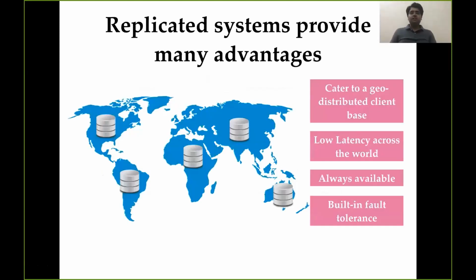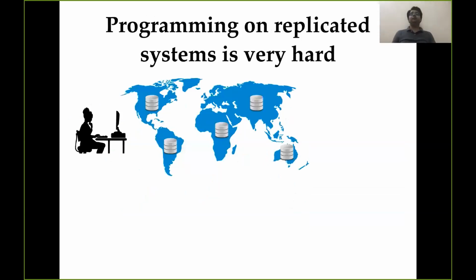So in replicated systems, data is replicated or copied at multiple locations across the world. Replicated systems provide many advantages, especially for applications which need to cater to a geo-distributed client base. By bringing the data closer to the clients, they ensure uniform low latency across the world. Replicated systems are also available as long as at least one replica is alive, and they also provide built-in fault tolerance. Unfortunately, programming on replicated systems is not very straightforward.